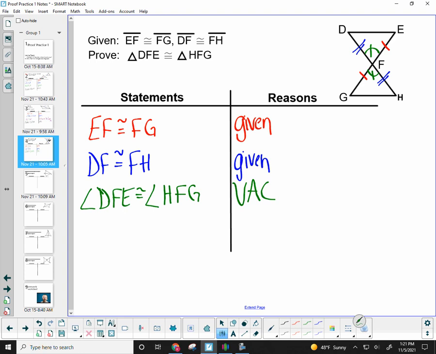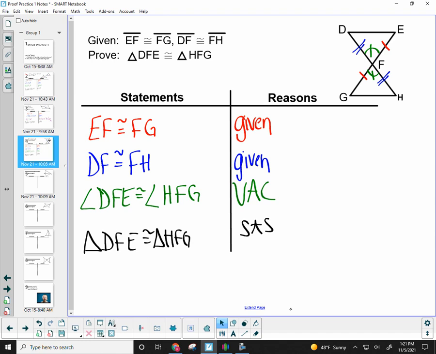Okay, so now we have three congruency statements. Is it an acceptable combination? Yep, what do we have? Side angle side. So I have triangle DFE is congruent to triangle HFG because of side angle side. We have two sides, and we have the angle in between them. So it's side angle side.